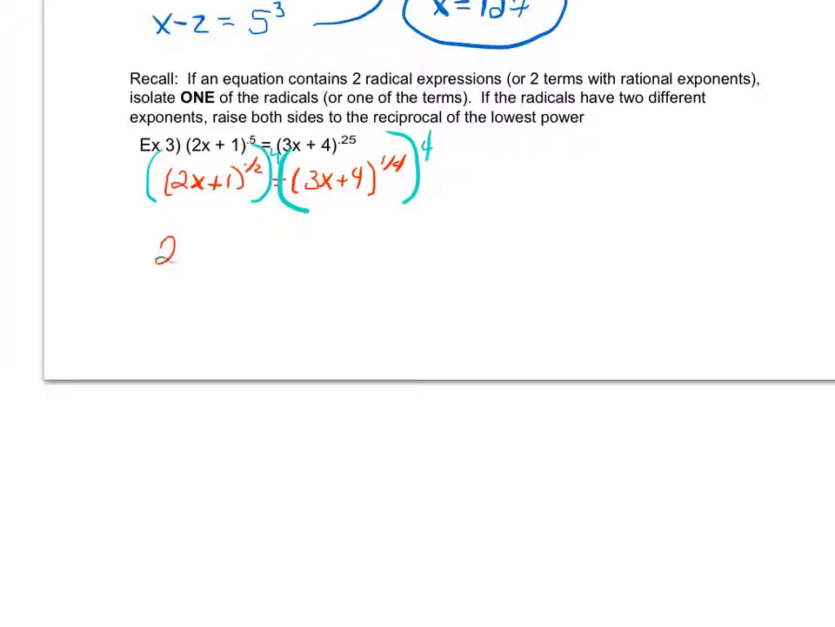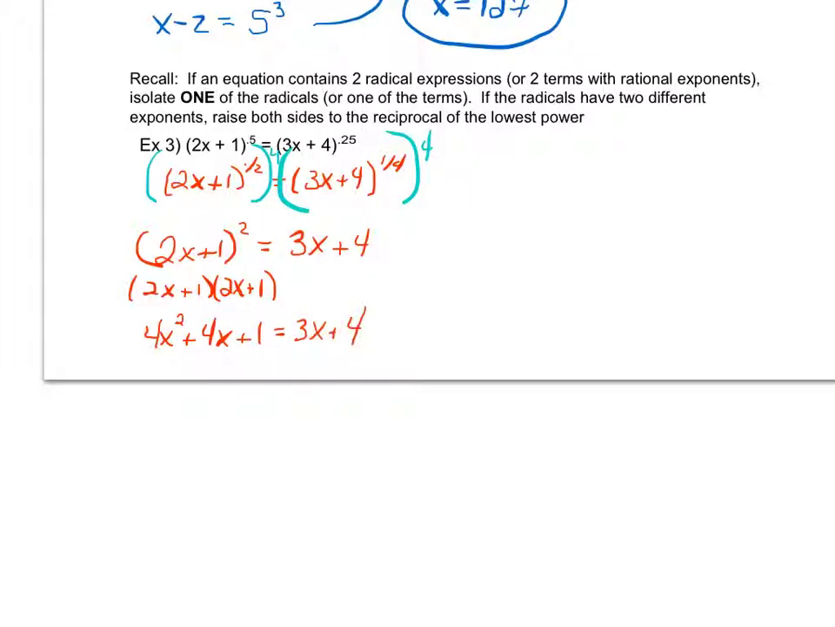Doing that is going to leave me with (2x plus 1) squared equals 3x plus 4. Again, I'm going to recognize that that means write that twice in FOIL, giving me 4x squared plus 4x plus 1 equals 3x plus 4. I notice that I'm quadratic, and I do have both a quadratic and a linear term, so I want to get everything on one side, get it in standard form or equal to 0, so I'm going to subtract 3x and subtract 4, giving me 4x squared plus x minus 3 equals 0.